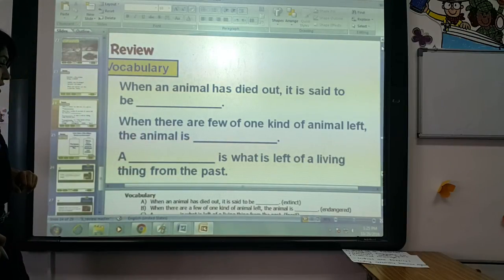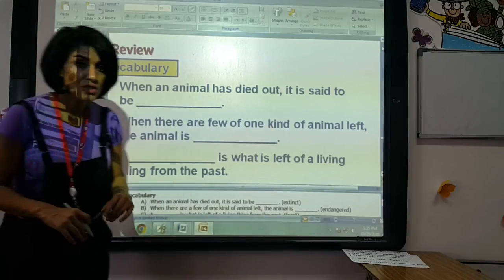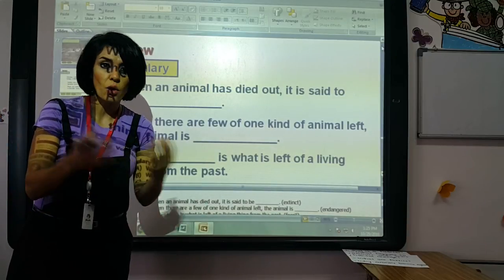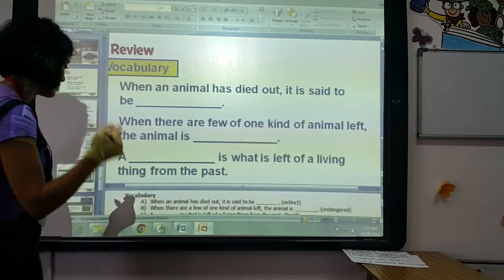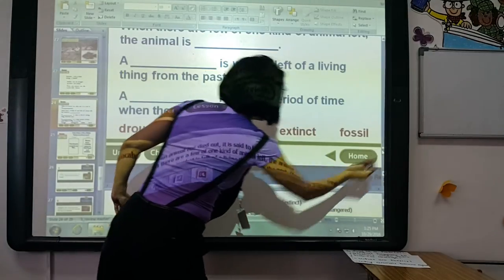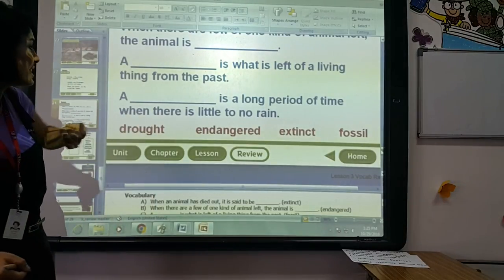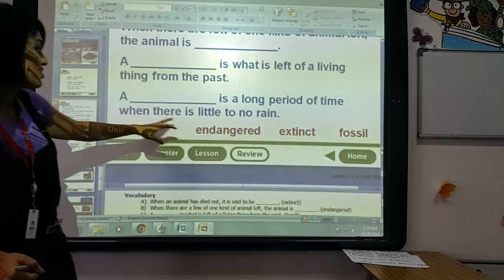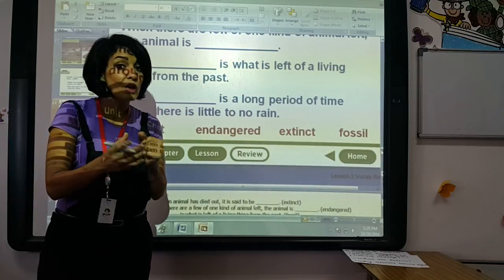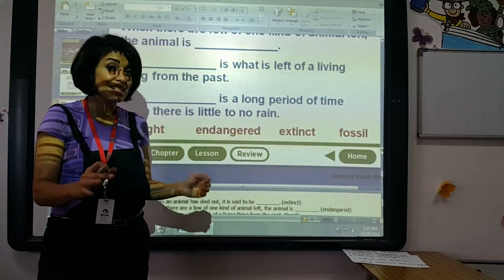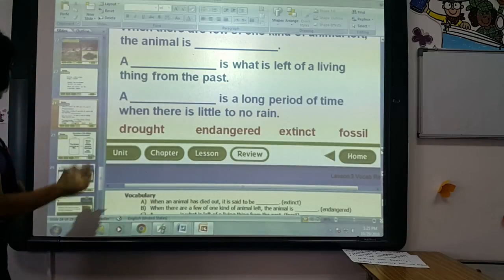What is left of a living thing from the past? It is a fossil. A fossil is a leftover of a living thing from the past. What is a long period of time when there is little or no rain? A drought. A drought habitat is a habitat that does not get enough rain.